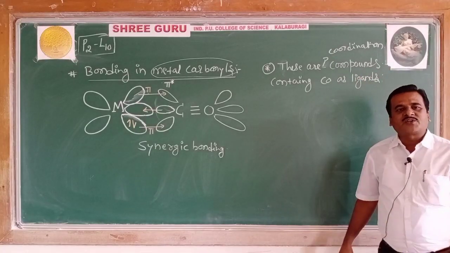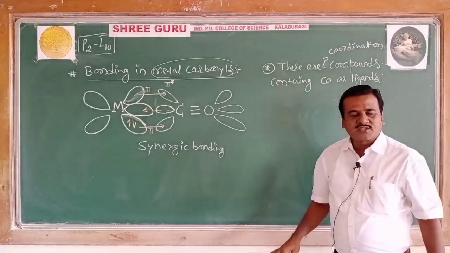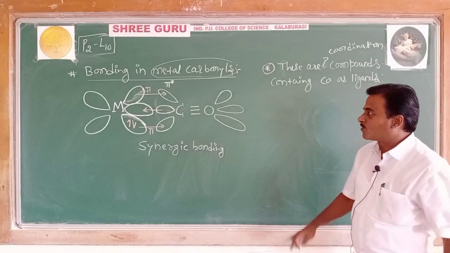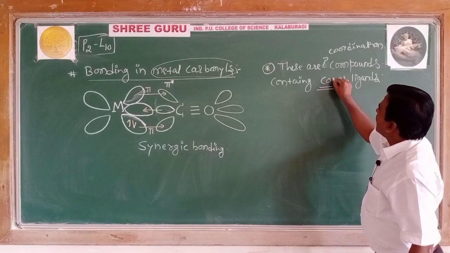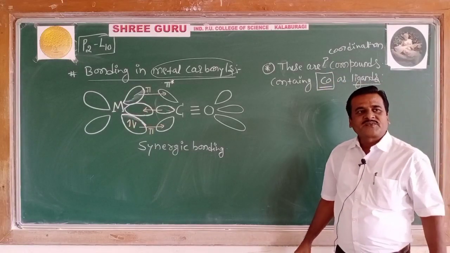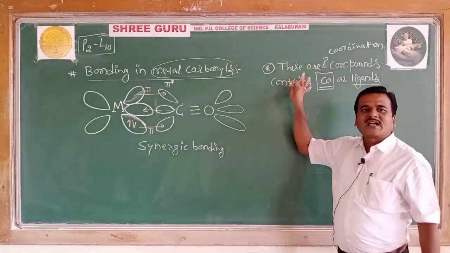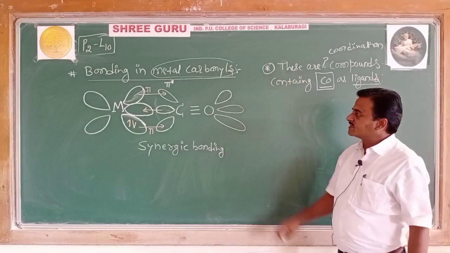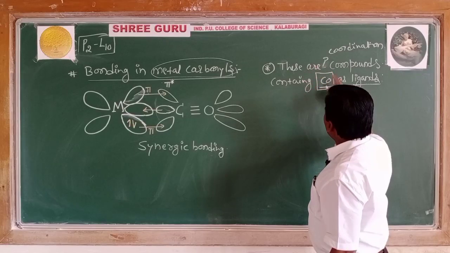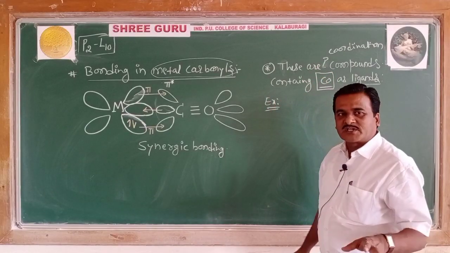So what are metal carbonyls? Well students, metal carbonyls are those complex compounds or coordination compounds containing carbon monoxide as ligands. Containing carbon monoxide as ligands, those are called metal carbonyls. Well, dear students, the next point is to collect the examples. What are the examples of metal carbonyls?